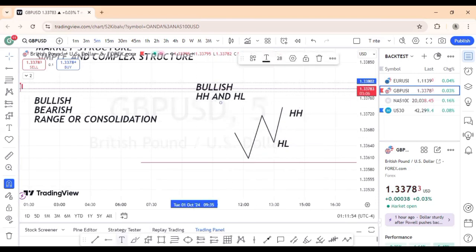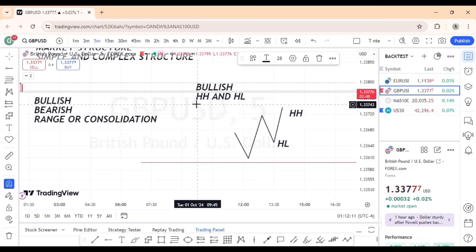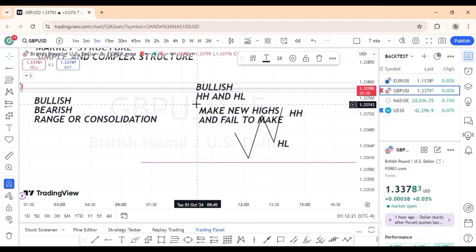So pay attention to this. For a bullish market to continue, take note of this. If you have your notepad or you have your pen and book, just take note of this. For a bullish market to continue, you must see price make new highs and fail to make lower lows, right?